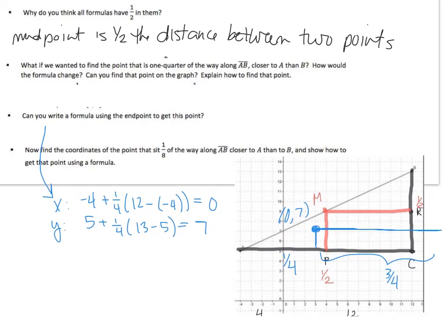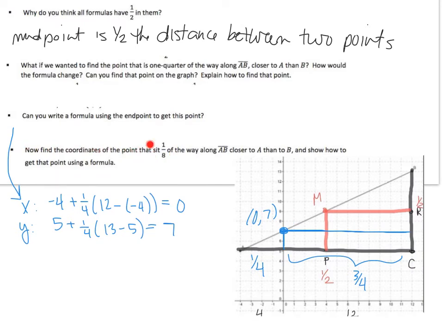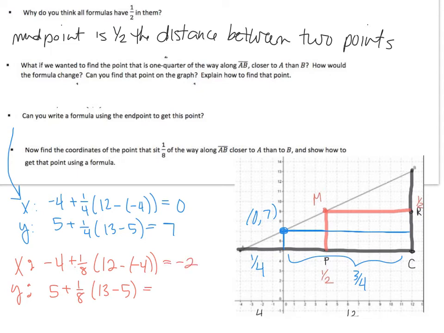Now find the coordinates of a point that sits 1/8 of the way along AB, closer to A than to B, and show how to get that point using the formula. So I can do x is -4 plus 1/8 of 12 minus a -4, and y is 5 plus 1/8 of 13 minus 5. That gives me a -2, we're going to check it in a second, and a 6. So 1/8 would be half of a 4th, so we're at -2 and 6. Perfect. So -2, 6.